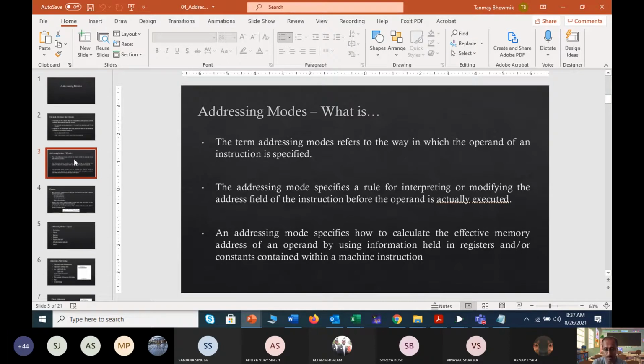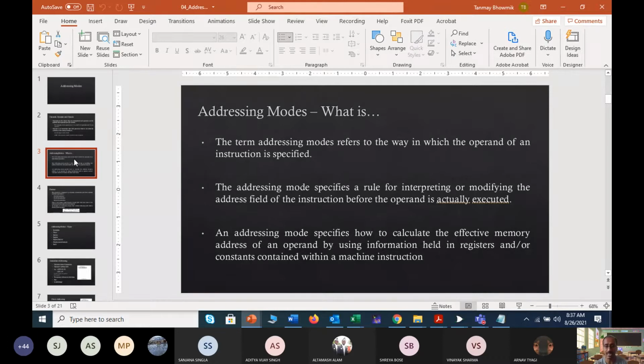Now, what do the last two statements mean? Whenever you get an operand, some opcode is associated with it, that is perfectly fine. But operands are variables or data, and these data are stored in some memory, right? Those data can be used directly from the memory or through some registers. We saw this yesterday. So your addressing mode specifies how to calculate the effective memory address, and how the registers or constants contained in the machine instruction are used to calculate the address.